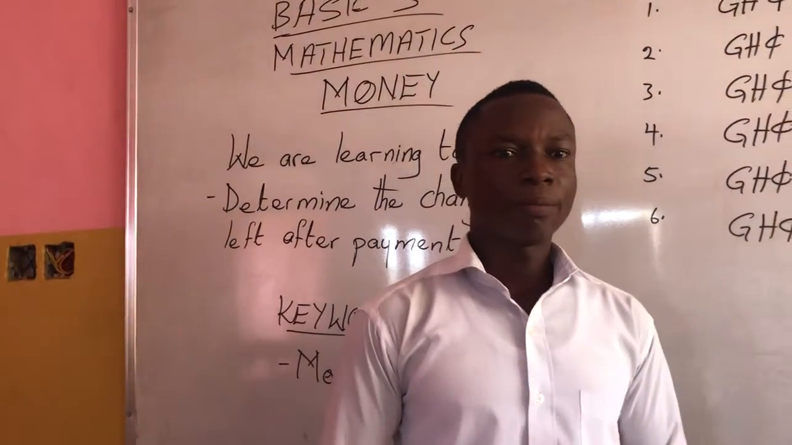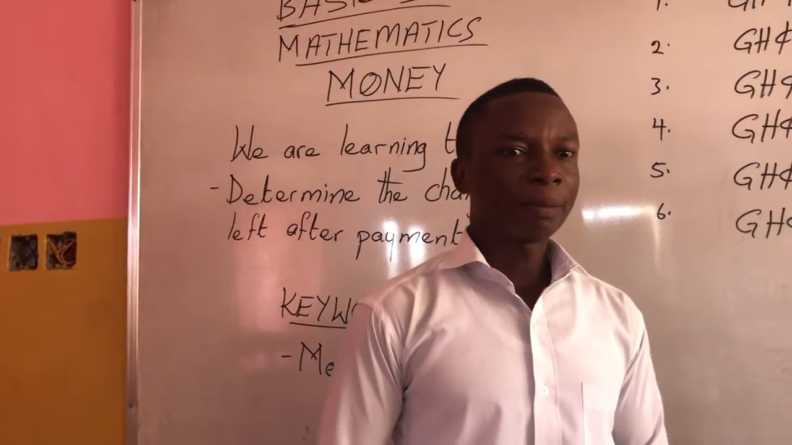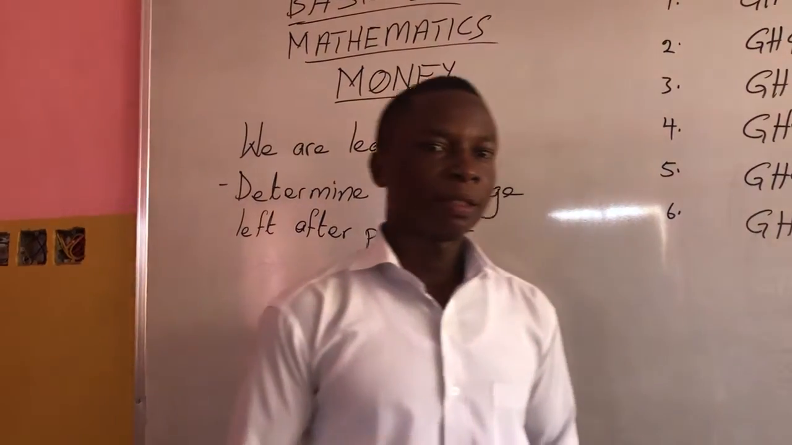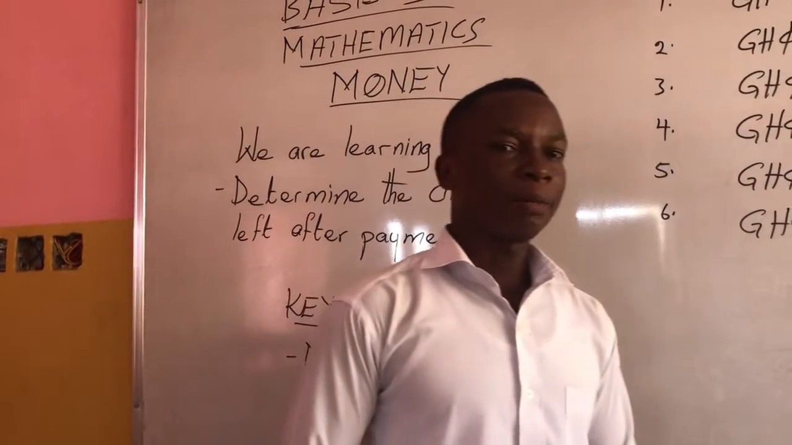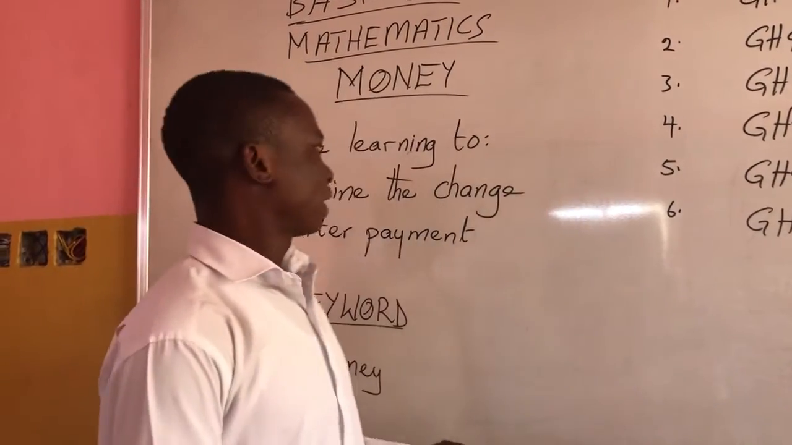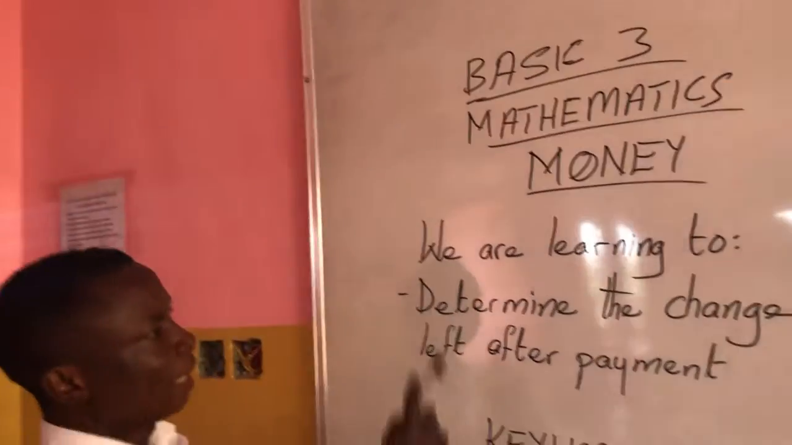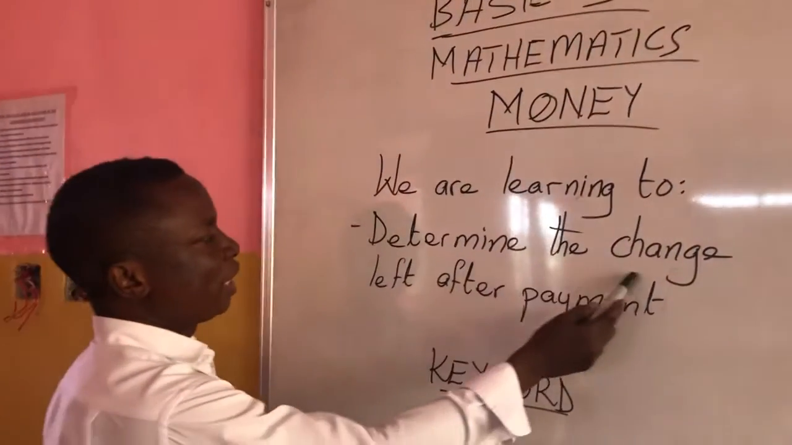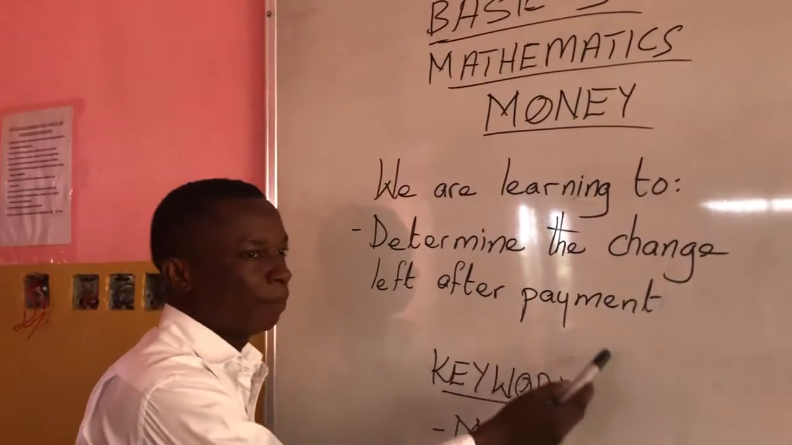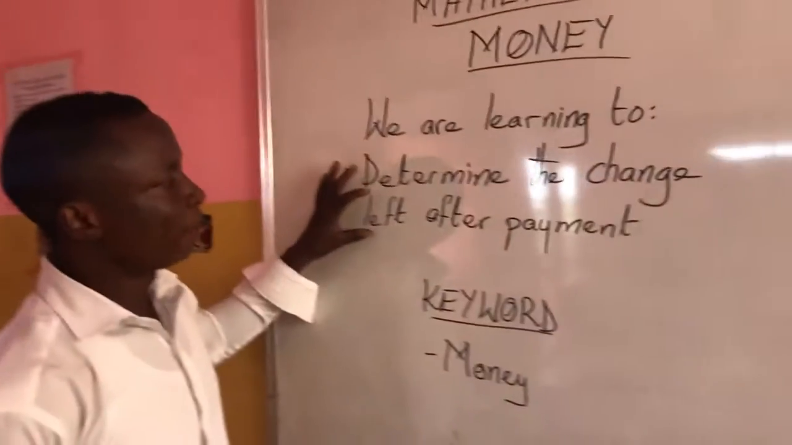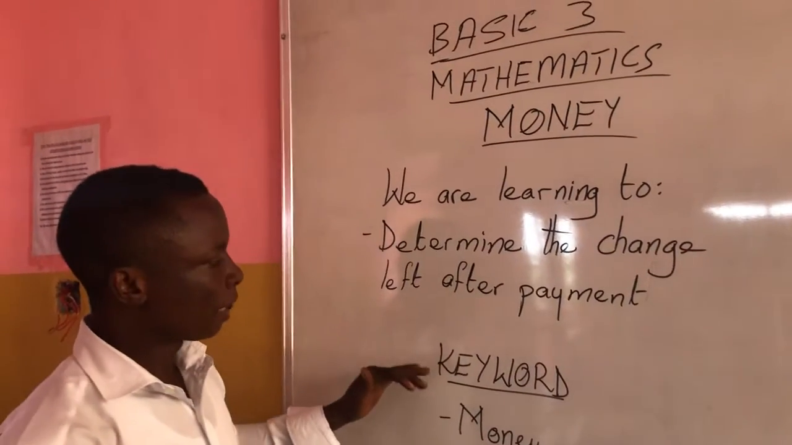We are still on money in measurement of time and money. Now let's quickly look at our main objective for the day. We are learning to do what? Determine the change left after payment. We are learning to determine the change left after payment.